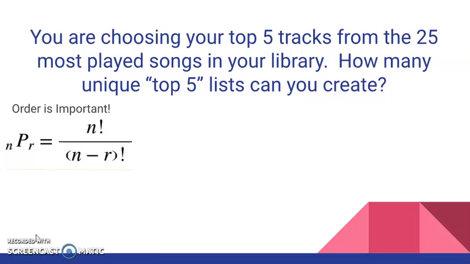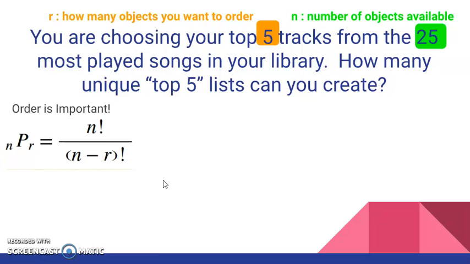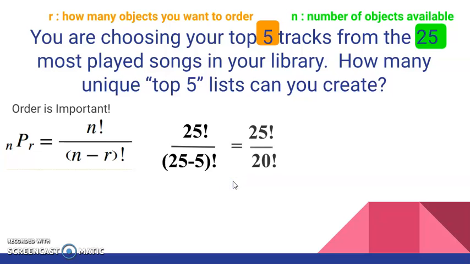So we know we will be using a permutation. Again, let's go through and find n and r. Remember, n represents all objects available. Well, let's see, there are 25 of my most played songs available, so that's the n. But I only want to choose the top 5. So I'm going to be doing a permutation of 25 items and choosing 5. That's going to look like 25 factorial over 25 minus 5 factorial, which is, of course, 20 factorial.